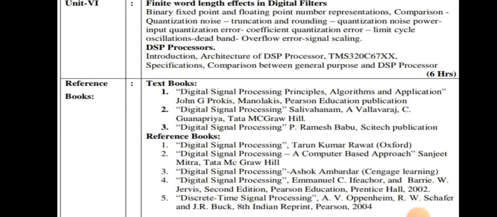Now the sixth unit is finite word length effects in digital filters: binary fixed point, floating point number representation, comparison, quantization noise, truncation and rounding, quantization noise power, input quantization error, coefficient quantization error, limit cycle oscillations, deadband, overflow error, and signal scaling. And lastly, in the sixth unit we will see the DSP processors. Okay, so this is very important, where we will see the actual processors used for digital signal processing.